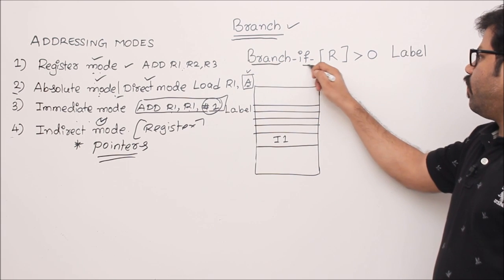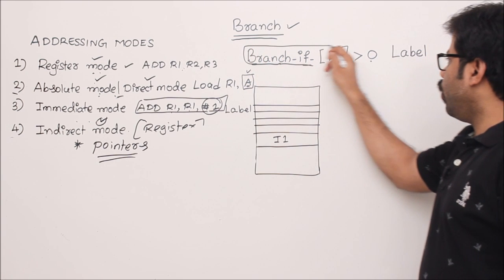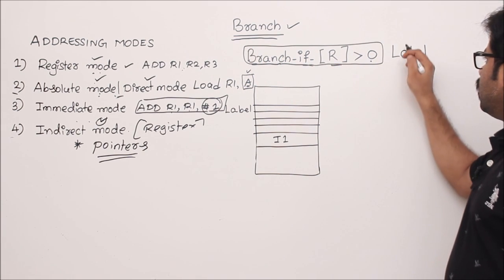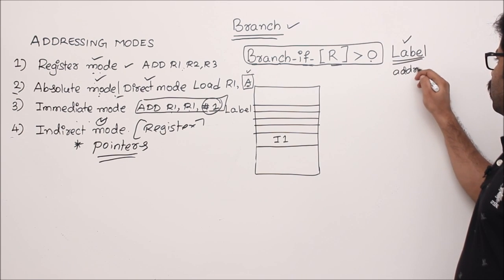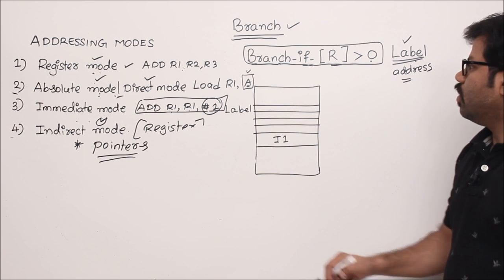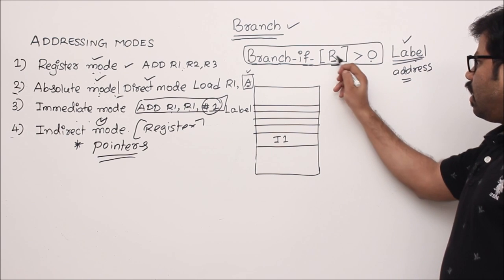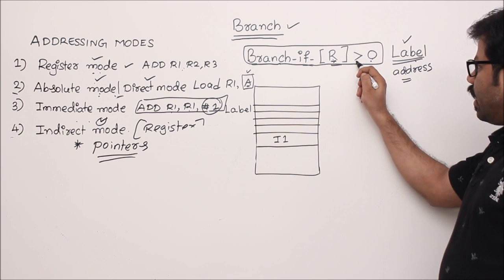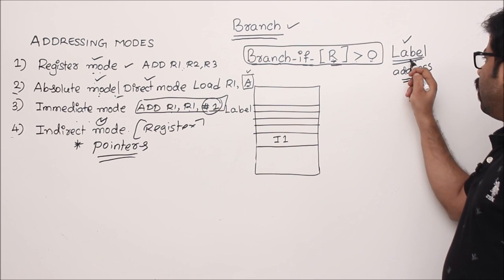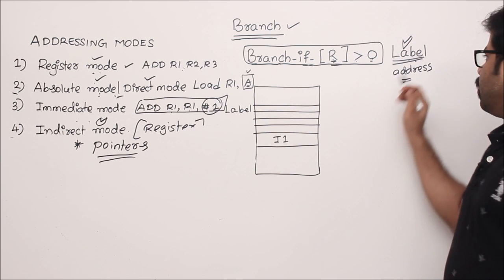So branch if r greater than 0. Whenever I use this kind of instruction, this is the label. Here there will be one address. Typically that will be a main memory address. Now in this instruction, one register is specified. That register will be compared against 0. If that register value is greater than 0, then the condition becomes true and we will go to a memory address which is nothing but the label.